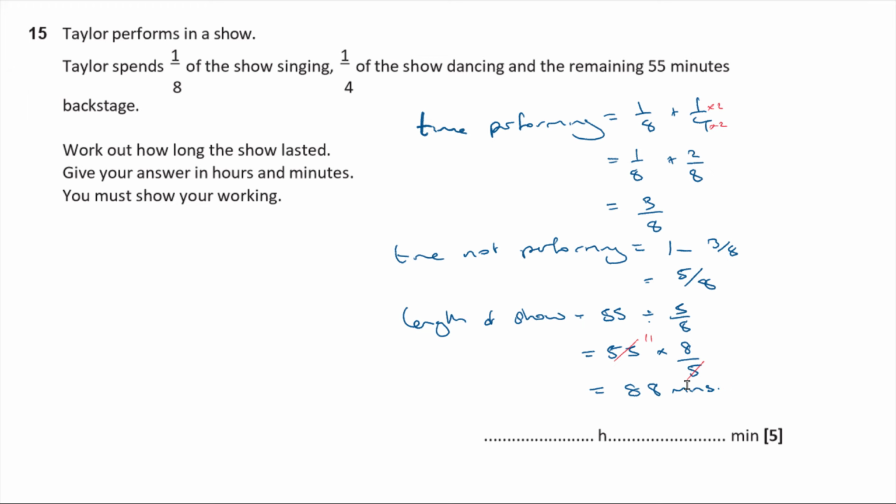Now, we want hours and minutes here. So there are 60 minutes in an hour. So that's 1 hour then, because 60 goes into 88 once, and the remainder is going to be 28 then, isn't it? So it's 1 hour and 28 minutes.